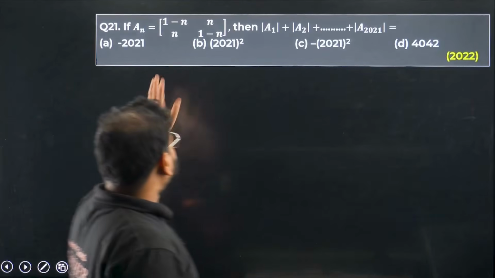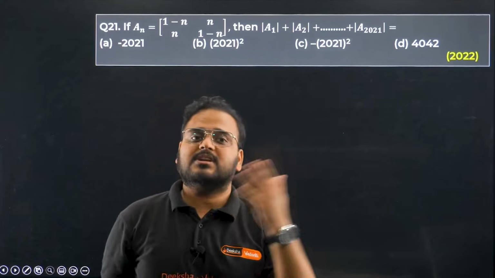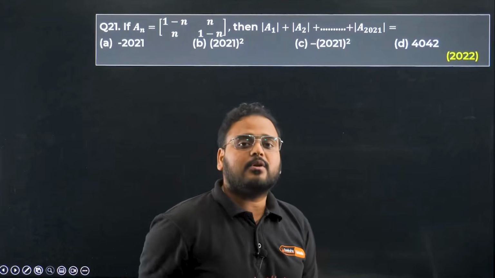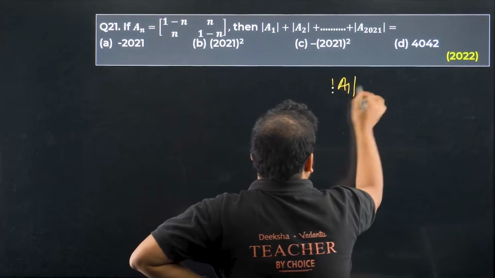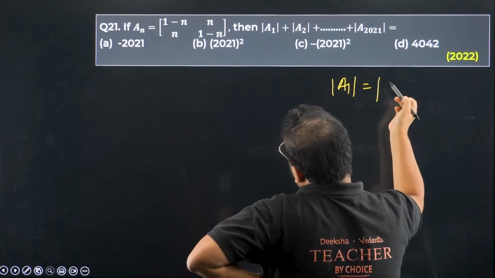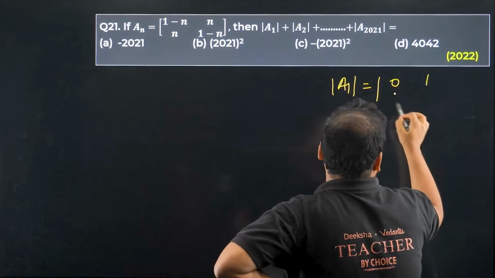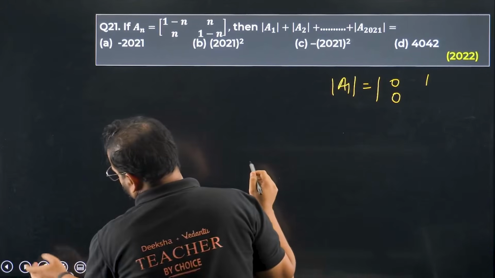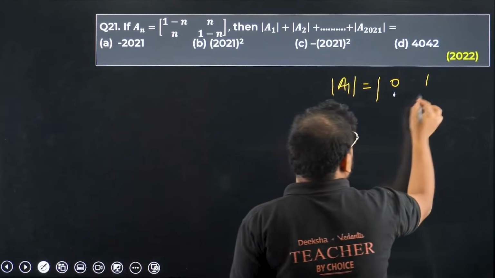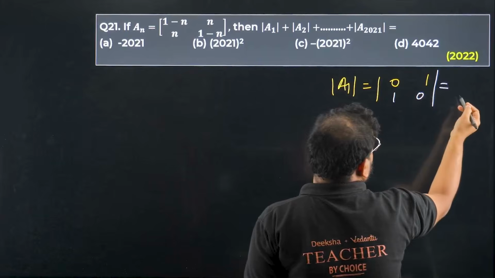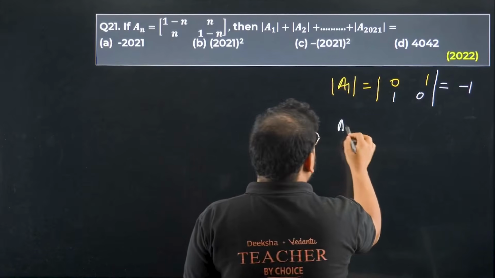Question number 21 now. We have A_n given in the form of a 2 cross 2 matrix. They are asking us determinant of A1 plus determinant of A2 plus determinant of A3, all the way till determinant of A2021. Let's find A1 first. We'll have over here 1 minus 1, so simply how much is this? 0. We get here 1 and 0. Determinant will become what? 0 minus minus 1, so simply minus 1. Now A2.